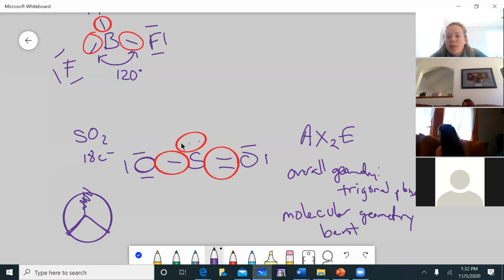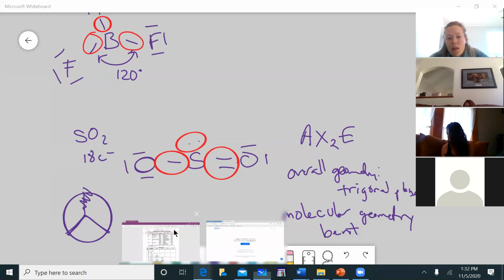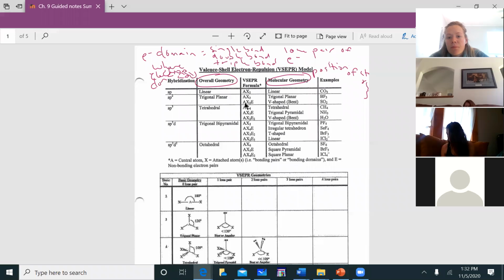The lone pair of electrons here is pushing those other 2 groups down. So without this lone pair, yeah, this would be linear, but with that lone pair, it's now shoving those down into this bent shape. So that's where this idea of a difference between overall and molecular comes from. Sometimes bent is also referred to as V-shaped. You can see it here, V-shaped. So let's keep moving on with the shapes.